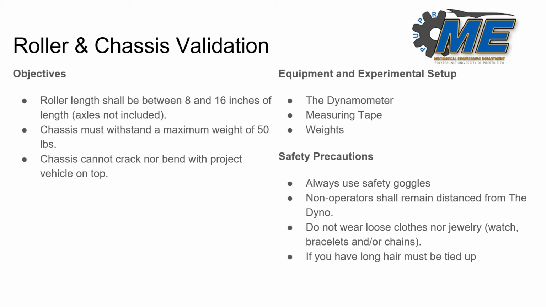Roller and chassis validation. The objectives include that the roller length shall be between 8 and 16 inches, the chassis must withstand the maximum weight of 50 pounds, and that the chassis cannot crack nor bend with a project vehicle on top. This will include an equipment and experimental setup, including the dynamometer, a measuring tape, and different weights. For the safety precautions, we should always use safety goggles. Non-operators shall remain distant from the dyno, should not wear loose clothes nor jewelry, including watches, bracelets, and/or chains. And if you have long hair, this must be tied up.